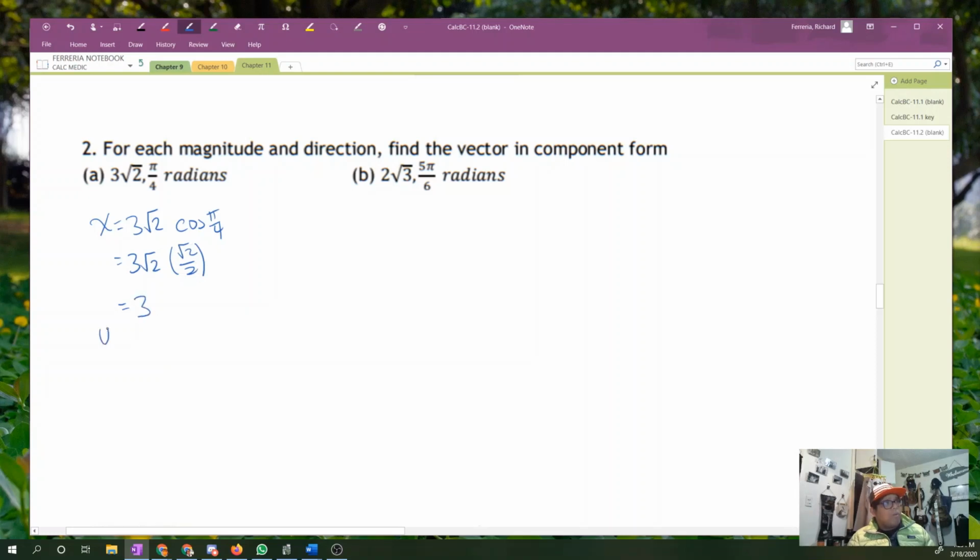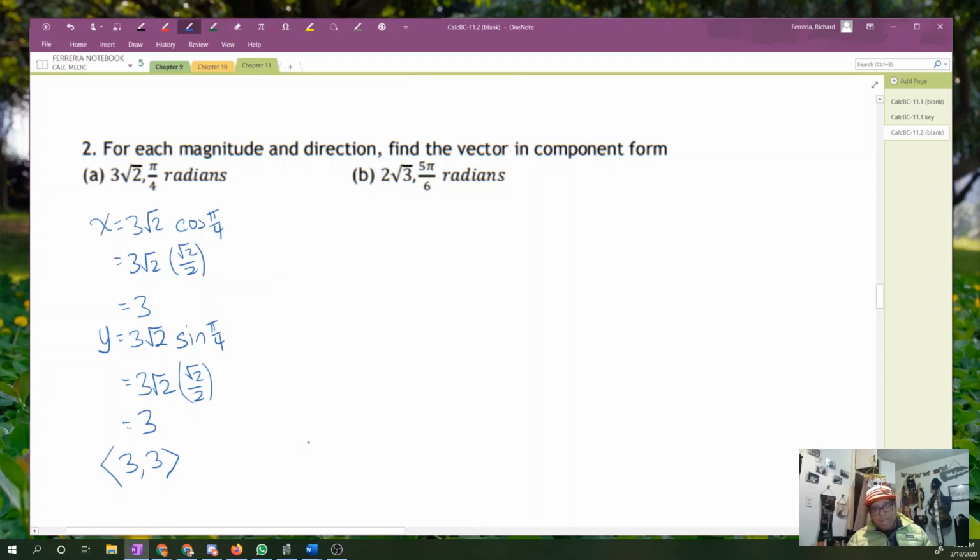The y-coordinate is going to be equal to 3 radical 2, and then now we're going to use sine of pi over 4. Okay, what is sine of pi over 4? Well, that's the same, rad 2 over 2. Meaning the y-coordinate is also 3. So in component form, this vector is 3, 3.